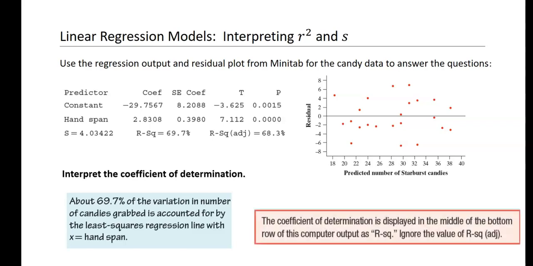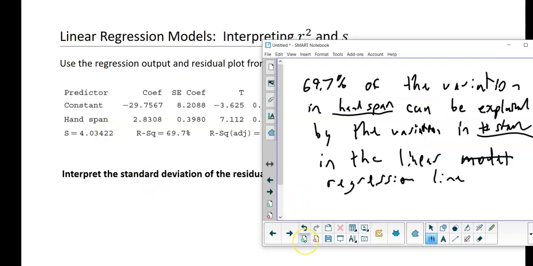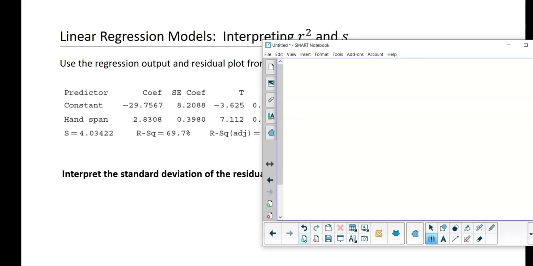The coefficient of determination is displayed in the middle of the bottom row as r squared, right? That's what we said it is, okay? Interpret the standard deviation of residuals. So that number at the bottom left there, S equals 4.0342. So I'm going to try this. I don't know if this could be good. We're going to look at the correct answer here.